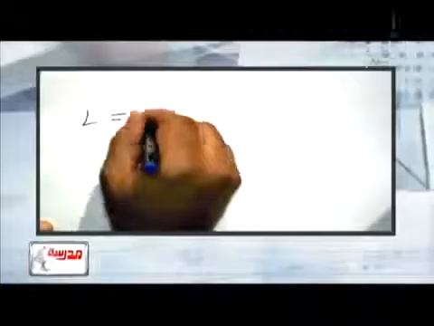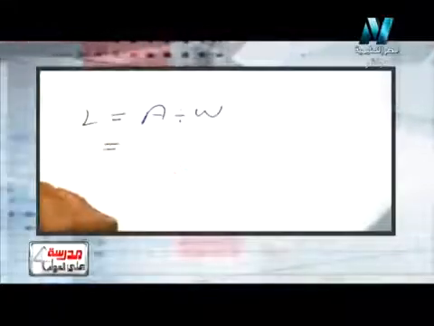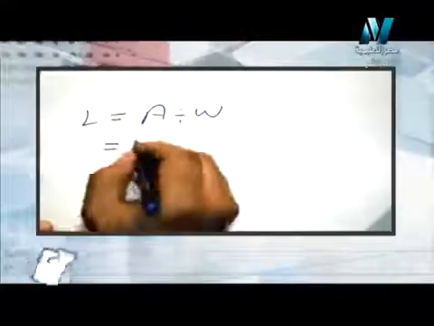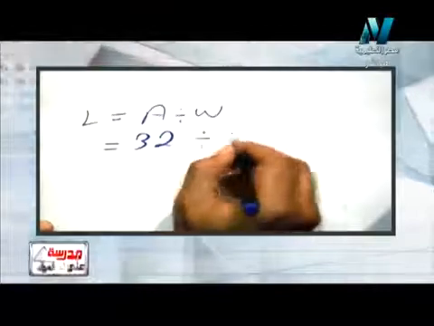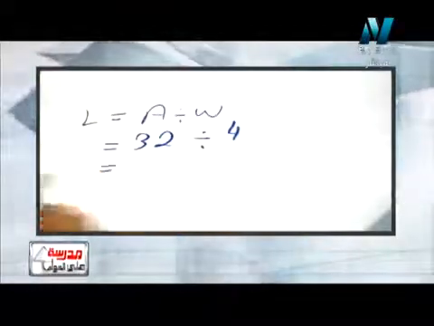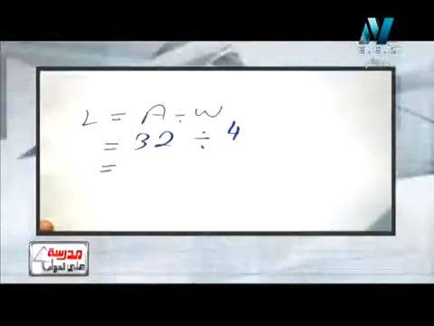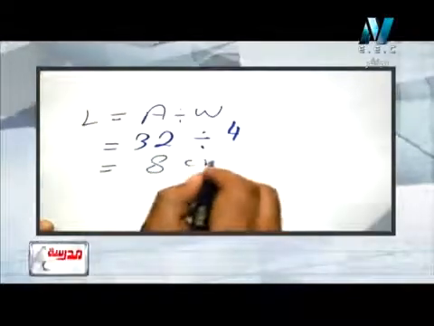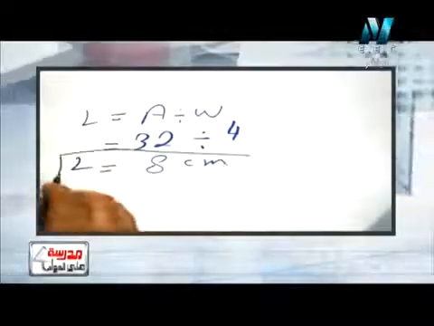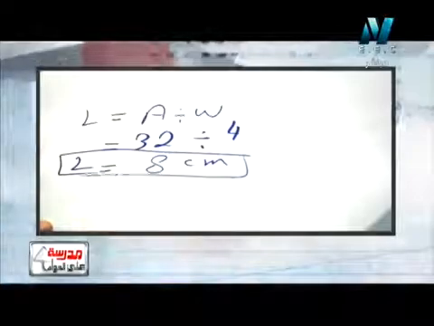The first step, my dear students, is to find the length. The length equals area divided by width. Area 32 divided by width 4. You can use your calculator to get the result. 32 divided by 4 equals 8 centimeters. Now we have the length. It's very important, the first step, to get the length.